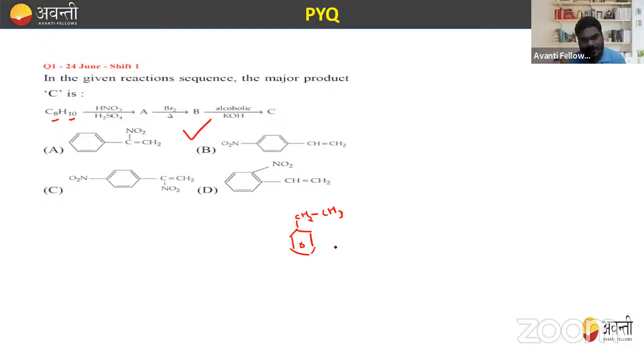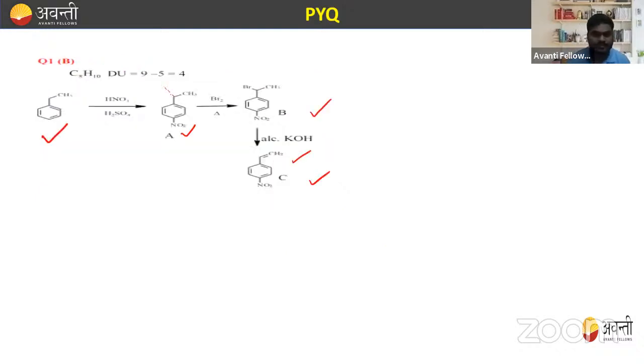And when this is treated with HNO3, it will become nitrobenzene and so on, right? So I hope it is clear. It is also a very simple question. Okay.